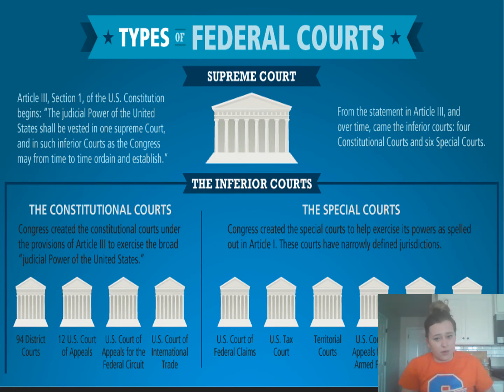Now, the special courts have been set up by Congress to help hear cases arising out of the expressed powers of Congress. These courts hear a much narrower range of cases, and they're sometimes called the legislative courts or the Article 1 courts. So for example, the U.S.